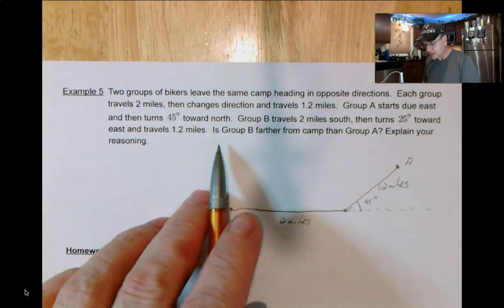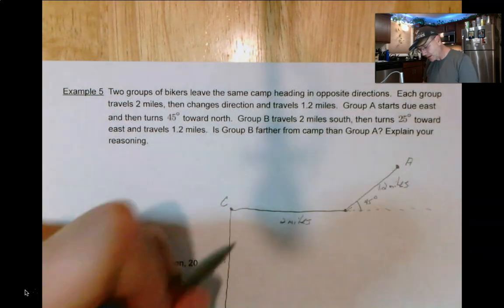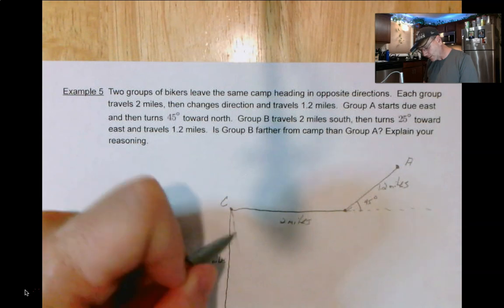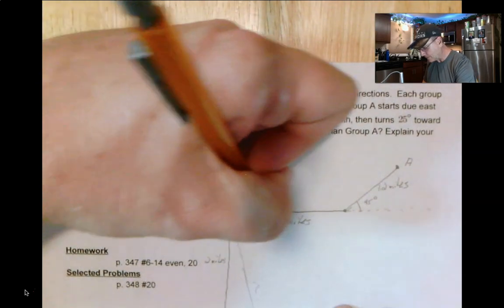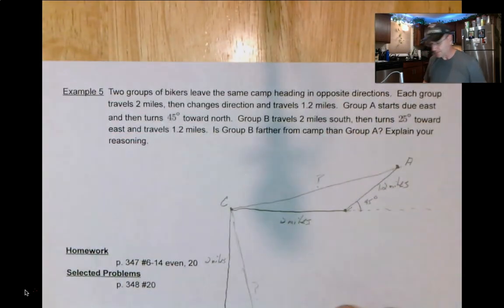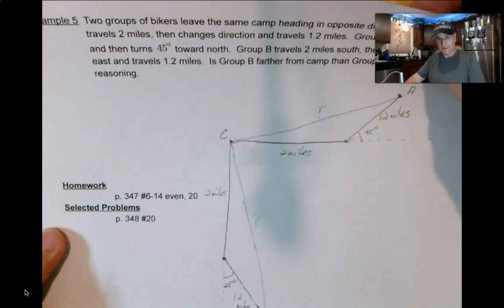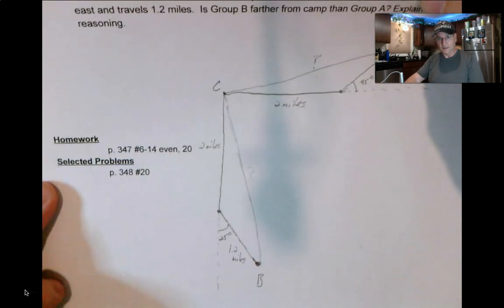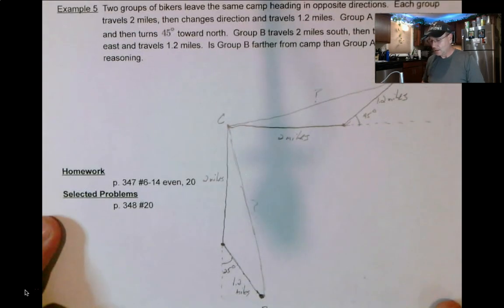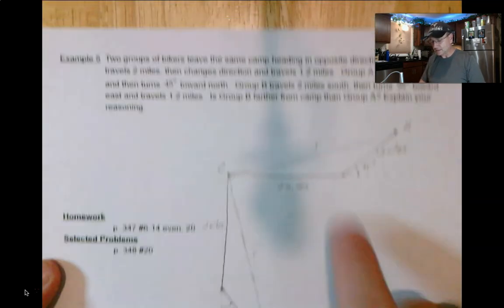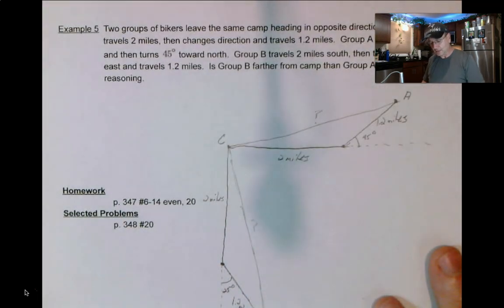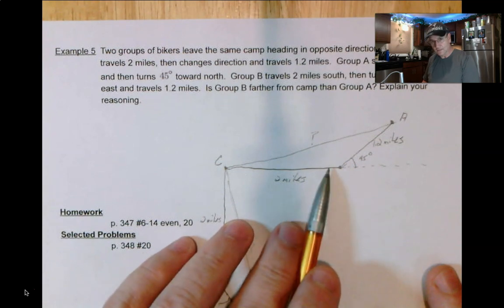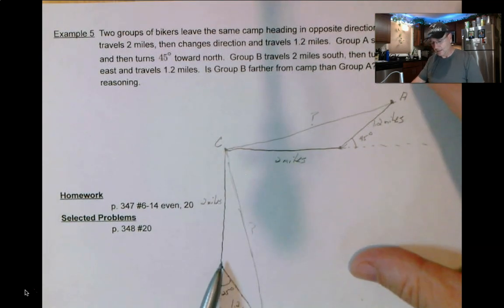And the question is, is group B further from the camp than group A or not as far? So we want to know this distance versus this distance. So which is bigger, AC or AB? What's bigger, AC or AB? Okay. Well, let's take a look at these two triangles. Let's take a look at this triangle up here. We already know we've got 2 and 1.2, which matches up with the 2 and the 1.2. What we don't know is this angle here. How does that compare to this angle here? We have to calculate this.